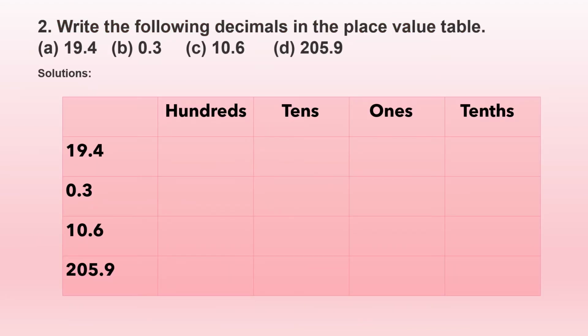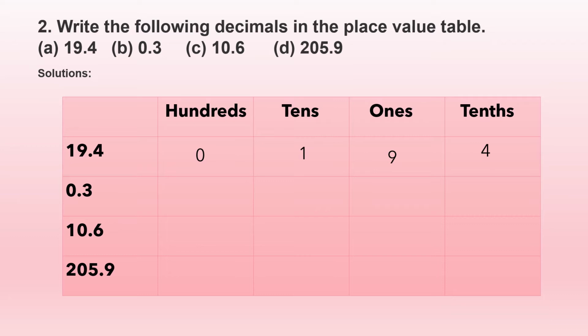Write the following decimals in the place value table. So we know that the decimal point lies between ones and tenth. So we can fill this in the table. 4 tenths are there in the first question and ones 9. 9 ones, 1 tens, 0 hundreds.